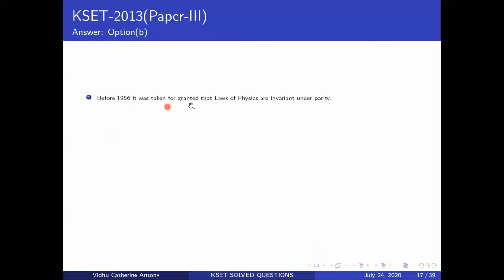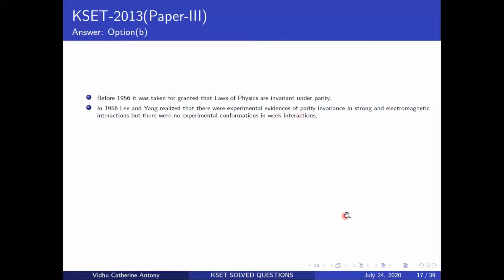So before 1956, it was taken that the laws of physics are invariant under parity, but then Lee and Yang realized there was experimental evidence of parity invariance in strong and electromagnetic interactions, but there were no experimental confirmations, and I think this is again a typo. It should have been weak interactions. Okay, so let's move on.